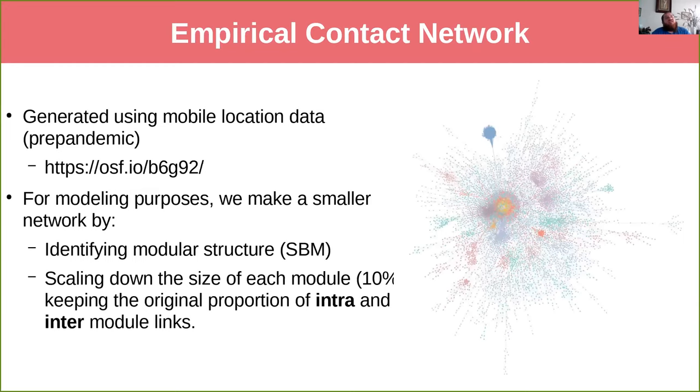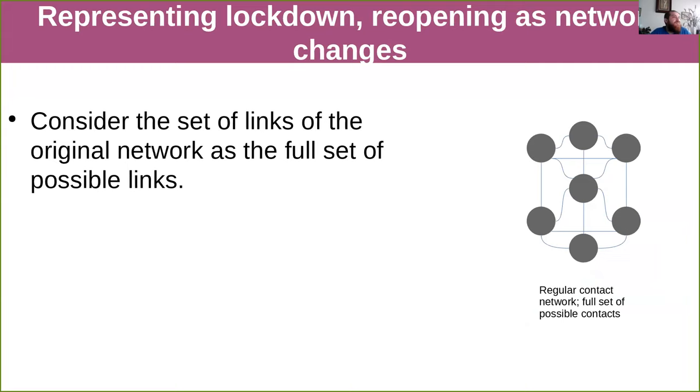So this empirical contact network that I was describing, we generated using mobile location data from the pre-pandemic period. I will not go into detail with this. I'll be talking about that in about 15 minutes. But for modeling purposes, I wanted to highlight, we needed to have a smaller network because it is a very large network. So we try to scale it down by identifying the modular structure using the stochastic block model, and then trying to scale down each of the modules to about 10% of their original size while keeping the original proportion of intra-intermodule links. So with that, we end up with a network of about 10,000 nodes with which we can run these epidemiological models on top.